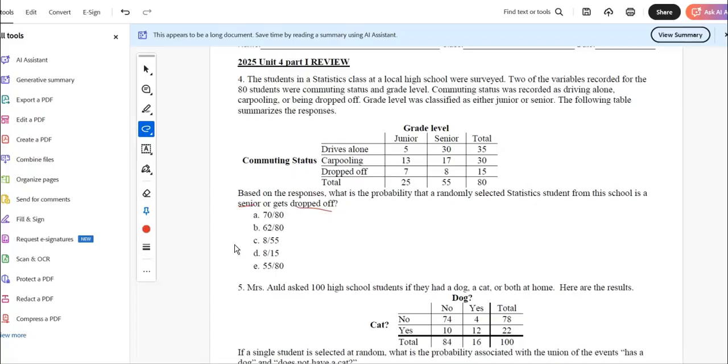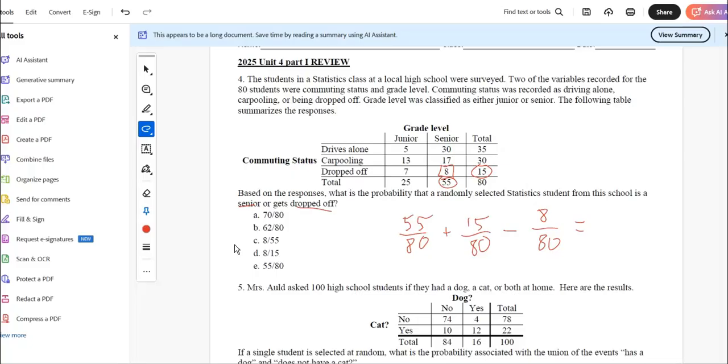So senior, that's this amount, gets dropped off is this amount. So out of 80, you would think it'd be 55 out of 80 seniors plus 15 out of 80 dropped off. Is there any overlap? I think there is, right? There's 8 folks that fit into that overlap region. So we're going to subtract that 8.